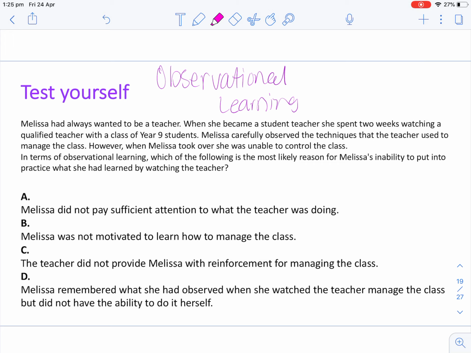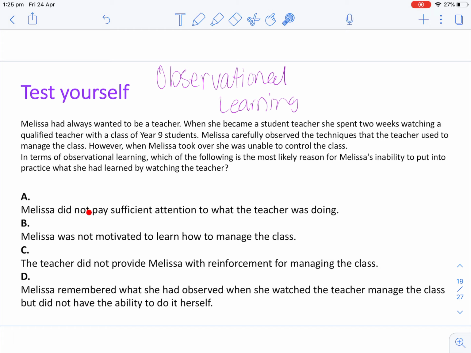So, great name to start off with by the use of Melissa there. And we know that Year 9 students can at times be a handful, so I don't blame poor past Melissa there. Woohoo!